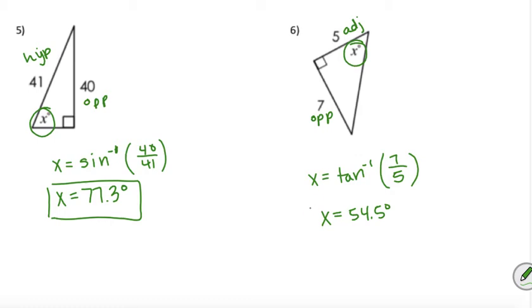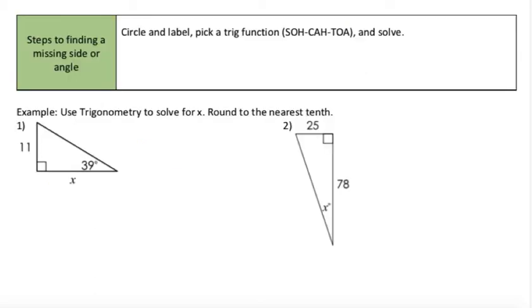So when we're finding a side, we might have to cross multiply, maybe divide if we have to get our variable by itself. For an angle, once we have it set up, we should be able to find it very quickly. So on the next part, this is where we're kind of reviewing and putting those two things together.